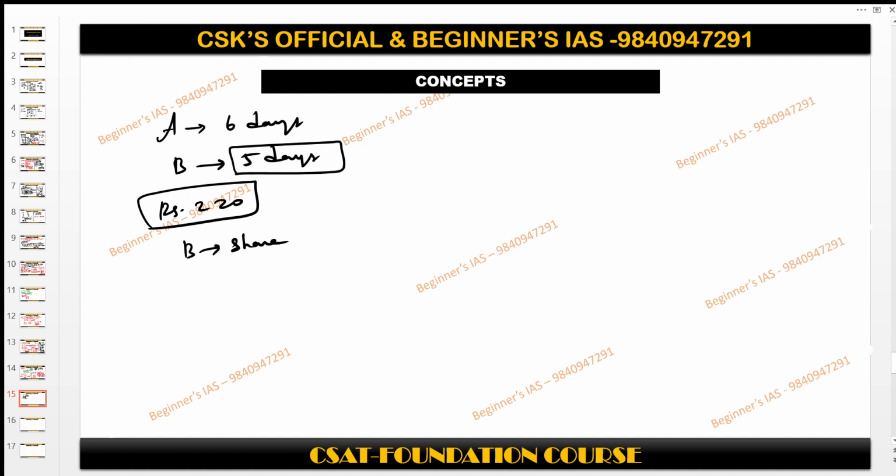So what is the answer for this one? 120. 120 is the share of B. Okay, fine. Yes, sir.